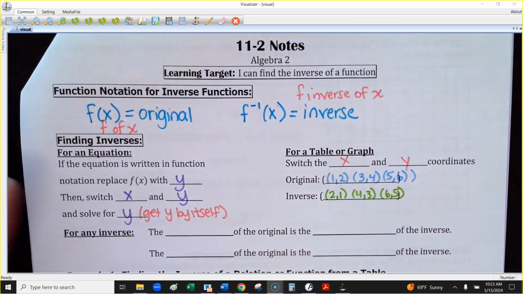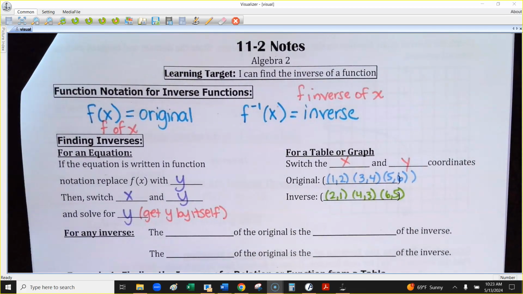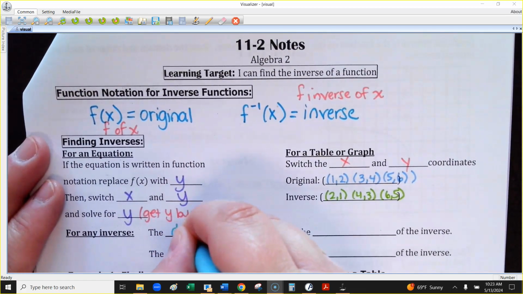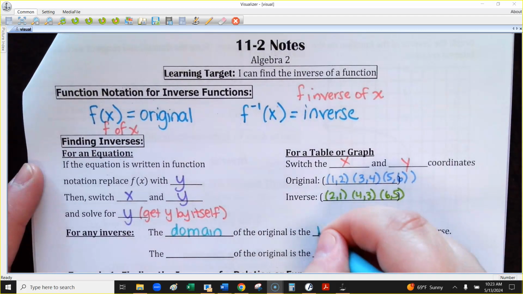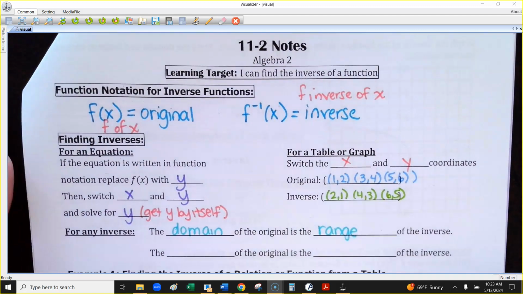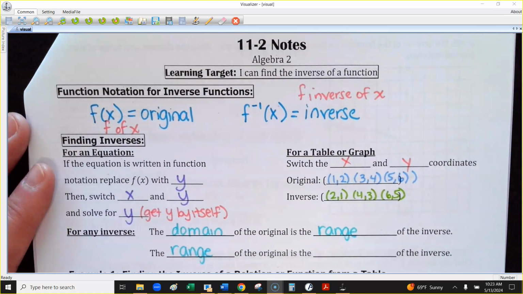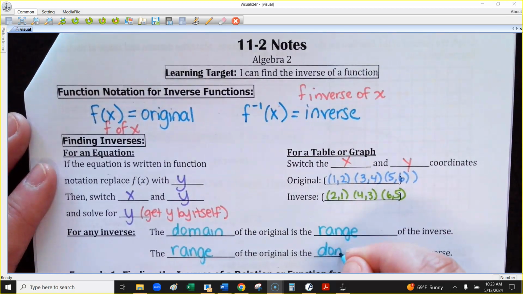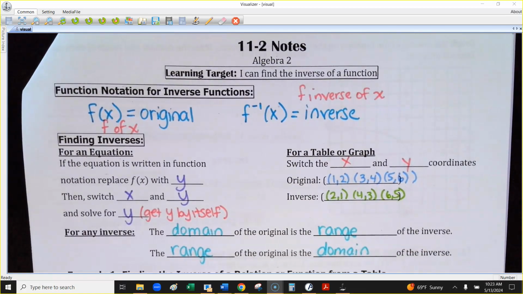Okay, now, for any inverse, the domain of the original is going to be the range of the inverse. And the range of the original is going to be the domain of the inverse. So the x's and y's flip, and the domain and range also flip. That's a way that you can check, especially if you have a graph, you can look at it.